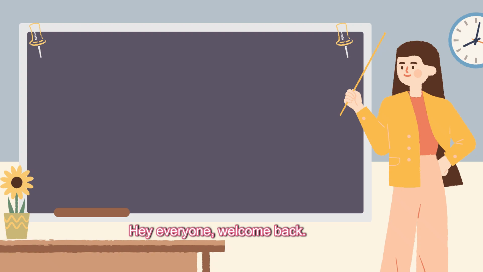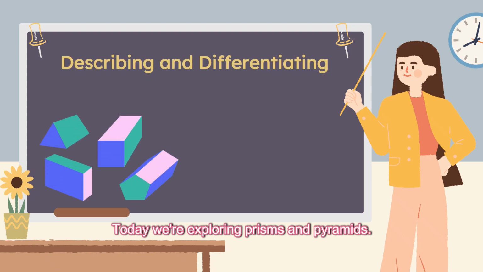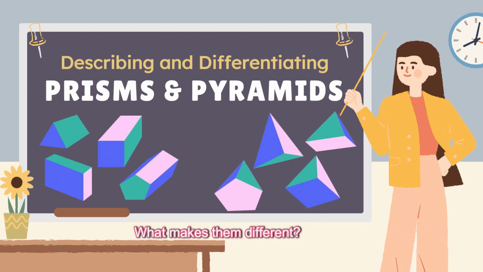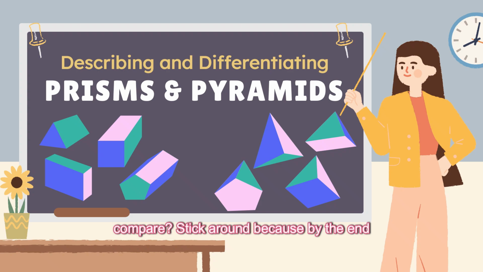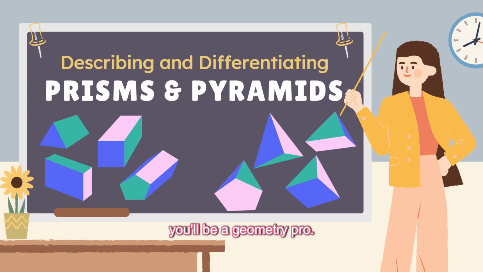Hey everyone, welcome back. Today we're exploring prisms and pyramids. What makes them different? How do their faces, edges, and vertices compare? Stick around because by the end, you'll be a geometry pro.